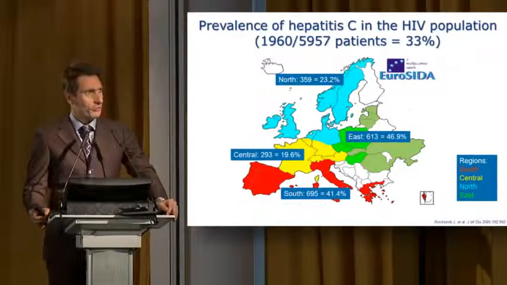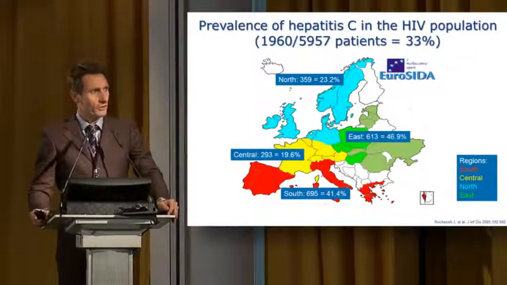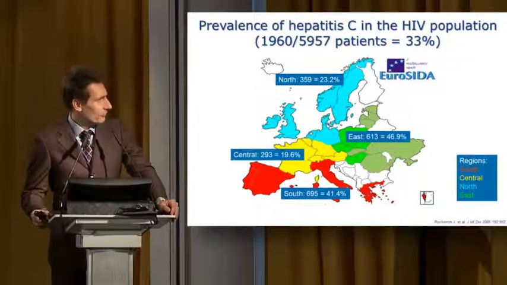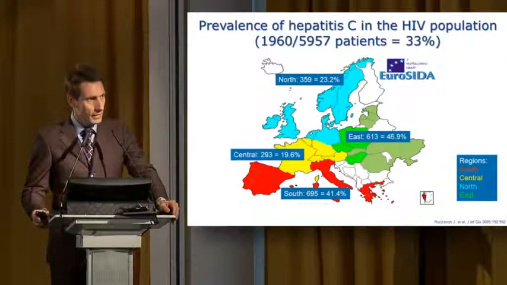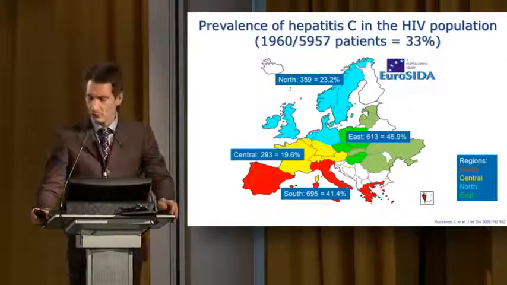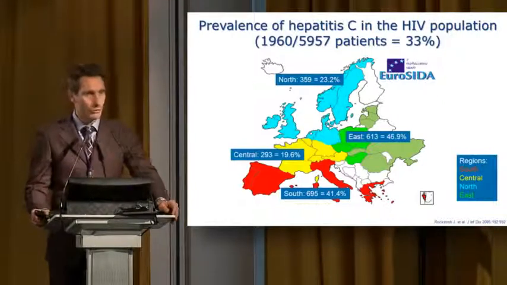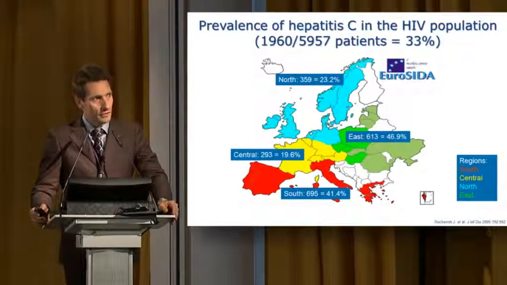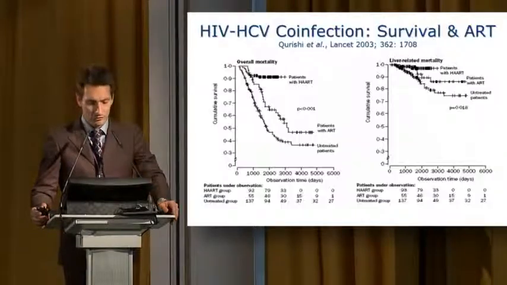Basically, this is what you see, the prevalence of hepatitis C in the HIV population. As you can see, I don't have any data on Russia here in the EuroSIDA population, but about a third of the HIV population is co-infected. If you look at the patients more in the East, you will see a slightly higher rate of co-infection there than in the West. So it's likely that in your HIV population you will also have a significant number of co-infected patients.